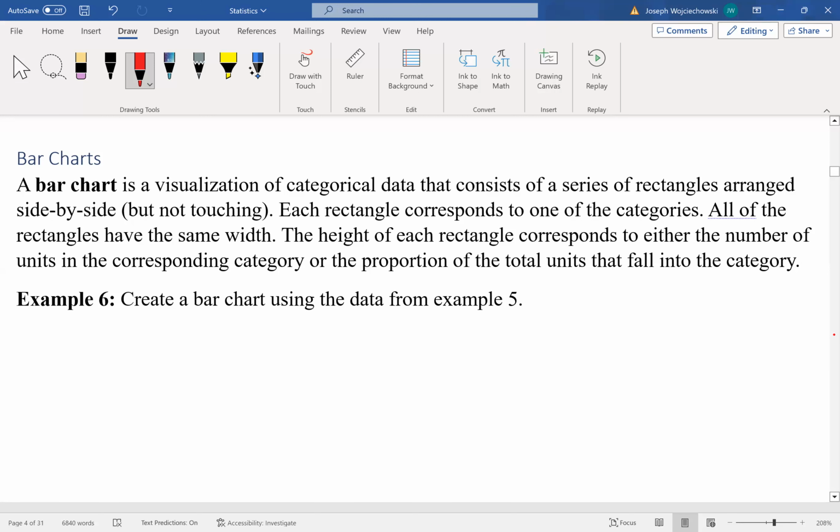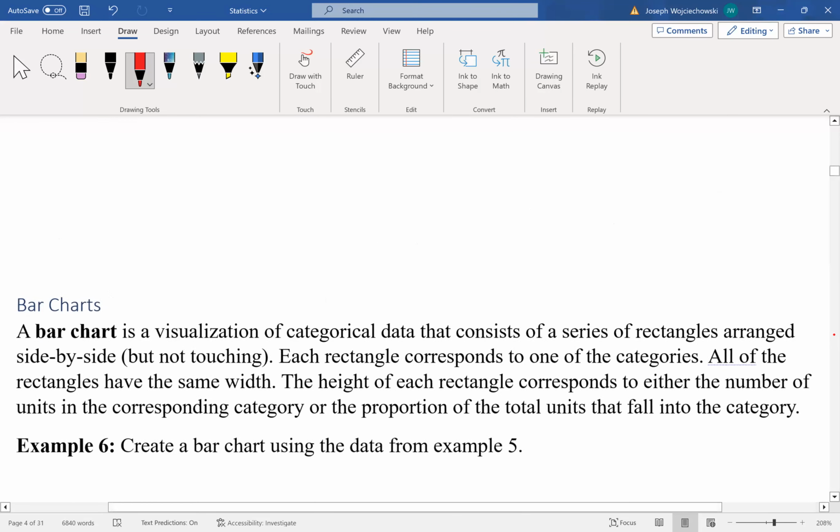Another visualization we use is a bar chart. This consists of a series of rectangles arranged side by side but not touching. Each rectangle corresponds to one of the categories. All the rectangles have the same width. The height of each rectangle corresponds to either the number of units in a corresponding category or the proportion of the total units that fall into the category.